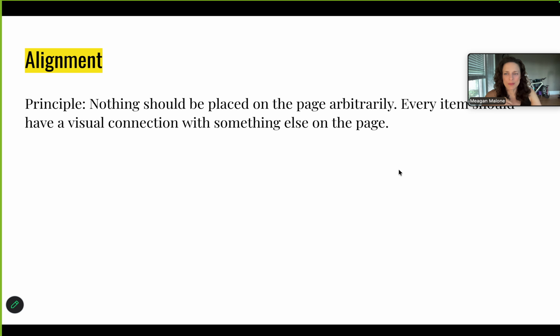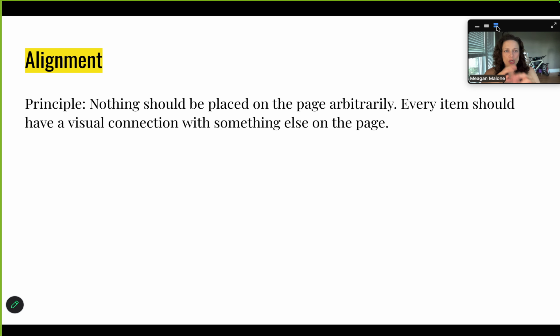So alignment. I'm working from a book by a woman named Robin Williams, not the Robin Williams, the actor, but a woman. She has several principles, and one of her principles is the principle of alignment, and that is that nothing should be placed on the page arbitrarily when you're doing visual design. Every item should have a visual connection to something else. And you see me draw little lines. When she says connection, she means align in some kind of way, and we're going to see what that looks like.